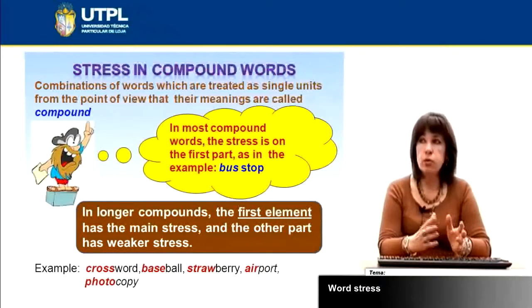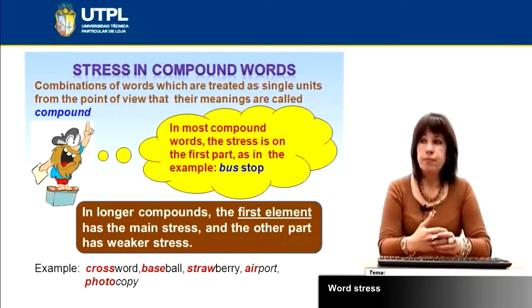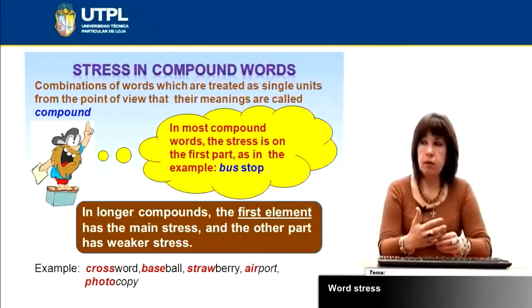We have two words. They are separate words. They represent a single unit, but stress should be placed on the first element. And what about longer compounds? In longer compounds, the first element has the main stress, and the other part of the word has weaker stress, like in the words crossword, baseball, strawberry, etc. I would like to observe again the first example, bus stop. Here you see that this is a compound word, but it's represented by two separate words.